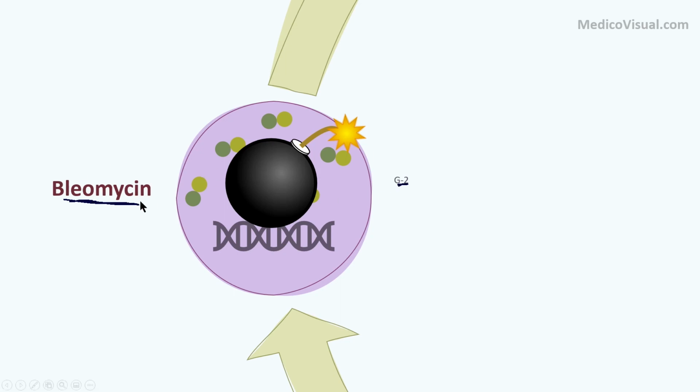What this bleomycin does is that it generates some reactive oxygen species. It generates free radicals that damage the DNA, specifically in G2 phase. Again, we will have a detailed discussion on its mechanism in a separate lecture when we will be discussing individual drugs.